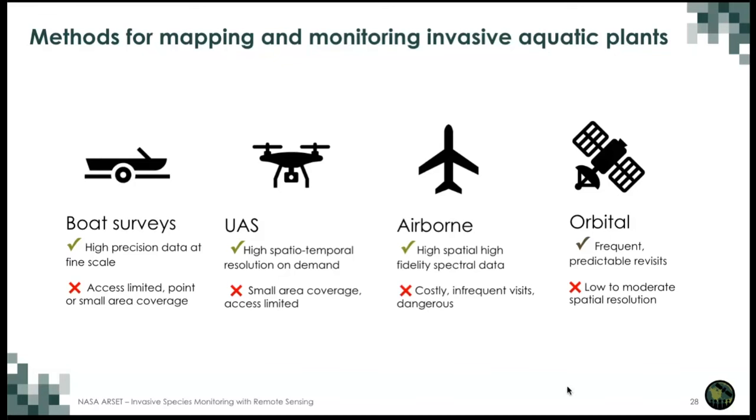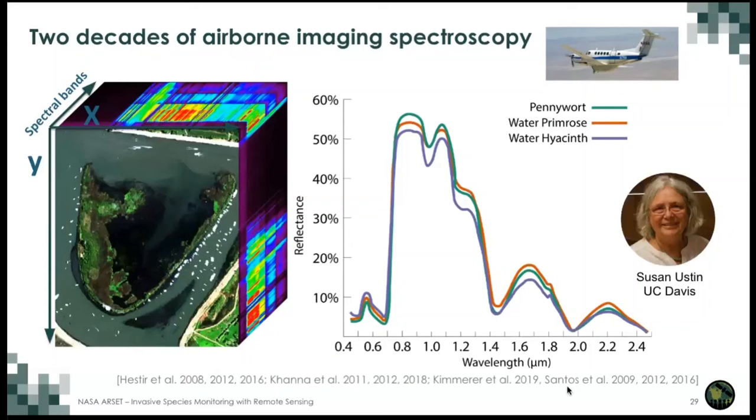So what I'm going to do is share with you some examples of remote sensing of aquatic invasive species in this river delta. One of the things that is very remarkable about this case study is that we have conducted over two decades of airborne imaging spectroscopy. So these are aircraft-mounted imaging spectrometers that have been flying at an annual cadence over the delta since 2004. This work was pioneered by Professor Susan Ustin at the University of California at Davis, where I was very lucky to work with her as a PhD student and have continued to work in this system on and off for many years.